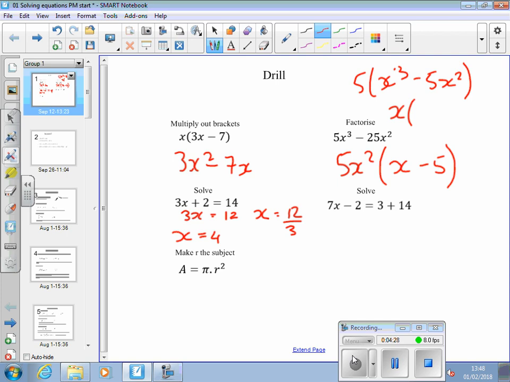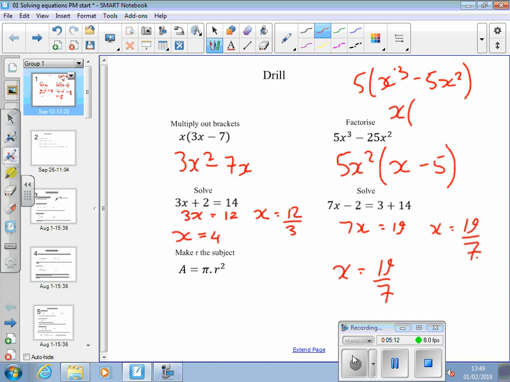Solve 7x minus 2 is equal to 3 plus 14. What's the answer we got? x is 19 over 7. And this is where I said don't be frightened of leaving something as a fraction. So we effectively add 2 to both sides. We end up with 7x is equal to 19, and then divide both sides by 7. So x is equal to 19 over 7. And lastly, make r the subject of A is equal to pi r squared.